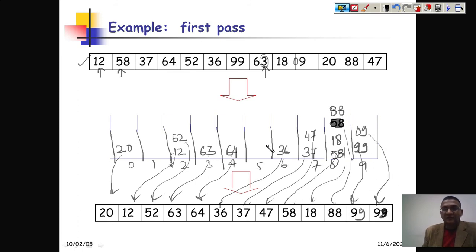So our first pass has completed, and you will observe that this is still not sorted. So now we will do the second pass. Second pass means now we are going to do the same process again, but in the next pass we are going to compare the second digit.